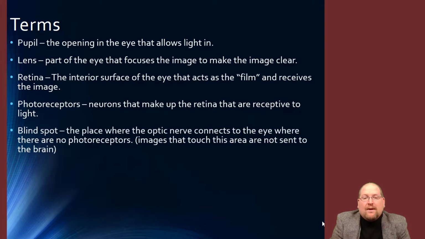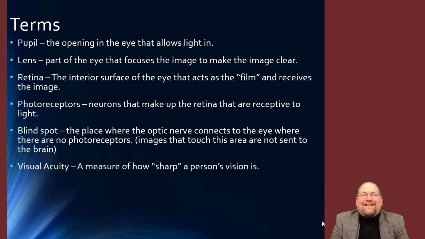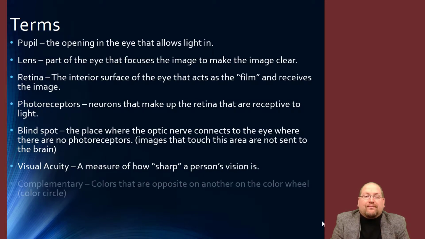Our blind spot is the place where the optic nerve connects to the eye, where there are no photoreceptors. So where the light touches this particular area, that information is not sent to the brain because there are no photoreceptors there. And again, we'll talk about that along with everything else. Visual acuity is a measure of how sharp our vision is, how good our vision is.